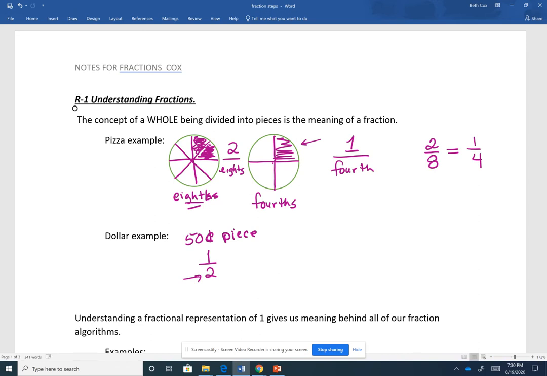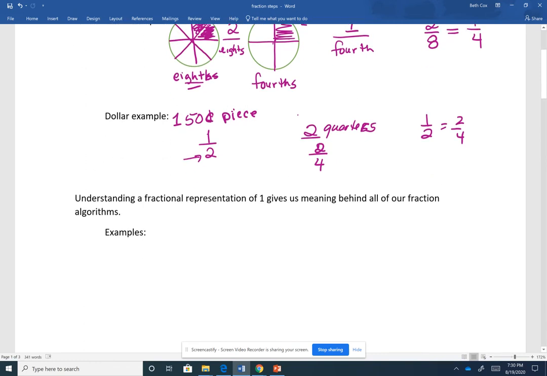But I also have dimes and quarters and nickels. So quarters, if I have 2 quarters, I have one 50-cent piece or 2 quarters. That's 2/4 because it takes 4 quarters. And then, of course, 1/2 is equal to 2/4. It's equivalent. So we use fractions, and I'll throw those back in there.